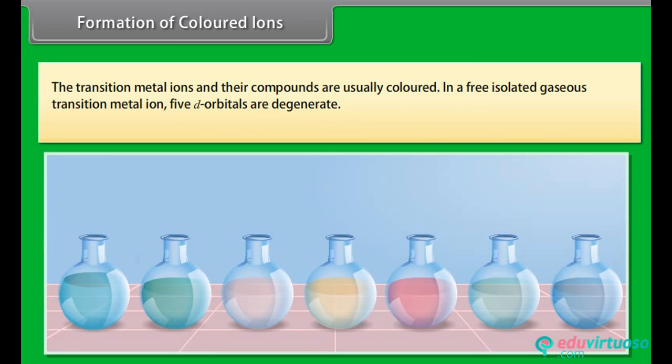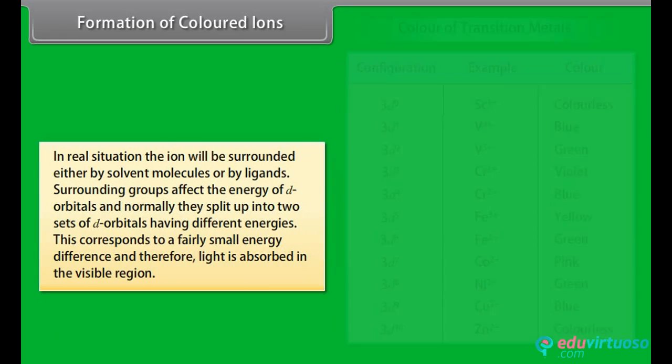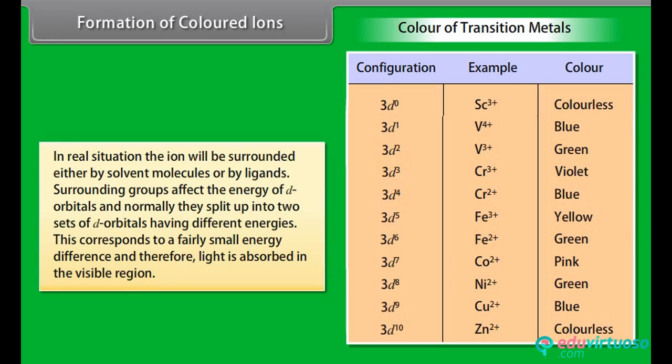Formation of colored ions. The transition metal ions and their compounds are usually colored. In a free isolated gaseous transition metal ion, the 5 d orbitals are degenerate. In real situation, the ion will be surrounded either by solvent molecules or by ligands. Surrounding groups affect the energy of d orbitals, and normally they split up into 2 sets of d orbitals having different energies. This corresponds to a fairly small energy difference, and therefore light is absorbed in the visible region.